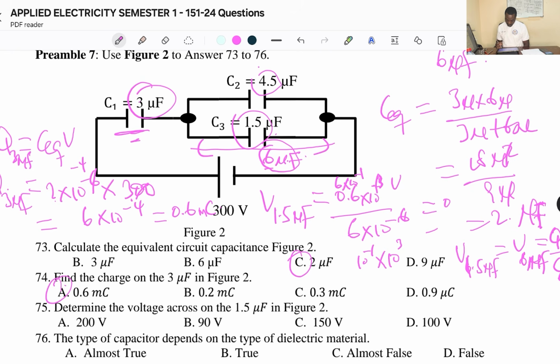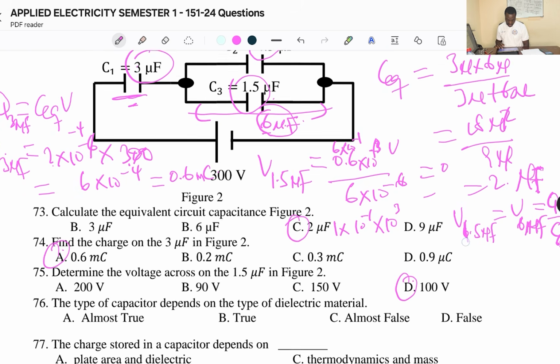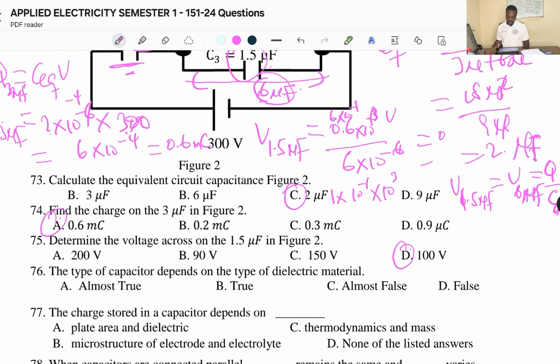So we have 6 over 6, that will be 1. So 1 times this, right? So that will just be what? 100. So the answer here will be D, 100, right? We get here 100. So this is one way of doing it.